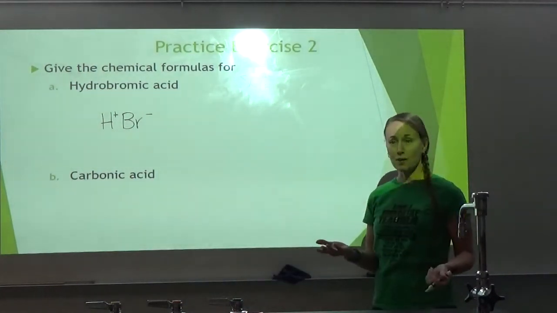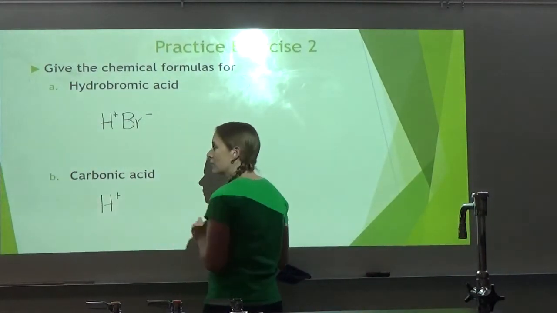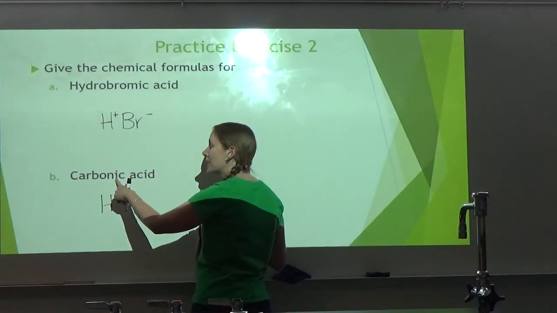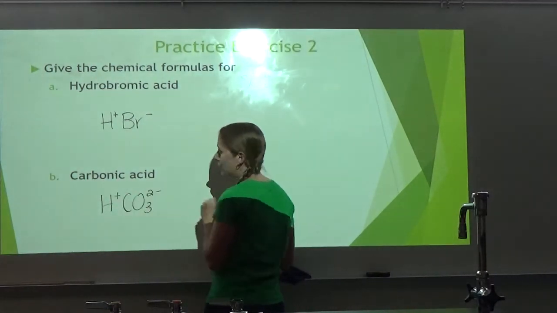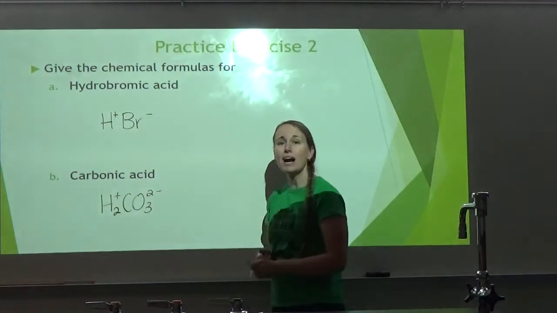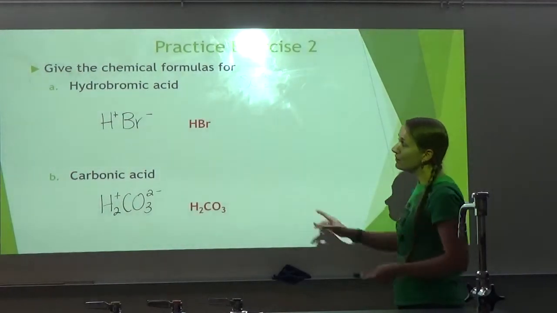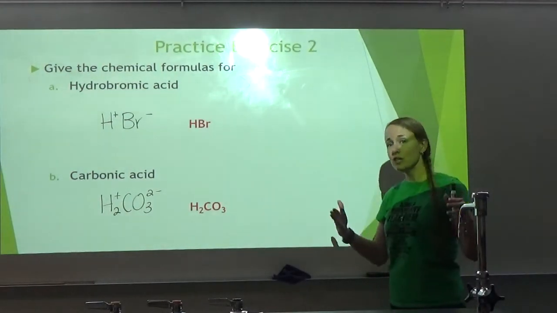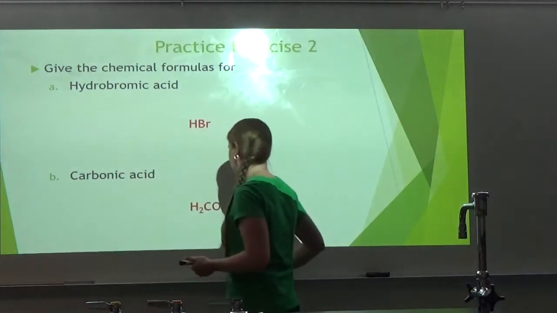So it's just HBr. Carbonic acid was an acid, so it's going to start with H. Carbonic comes from carbonate, which is CO3 -2. So I need to balance my charges by putting 2 hydrogens, just like that. And just remember, y'all, I can't stress enough, you don't need the charges. I'm just using the charges kind of like in math as showing my work, so you know where I'm getting my subscripts from.